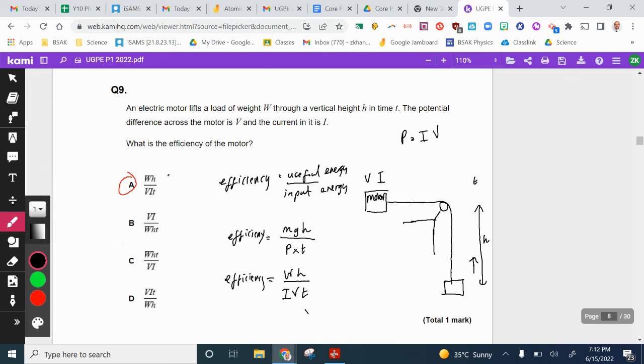But they don't have mgh, but we know that mg is the weight. So we say it as your weight W. What we've done is replaced mg with W. So W times height is the useful energy, which is the gain in GPE, and IVt is the input energy from the motor, which is power multiplied by time.